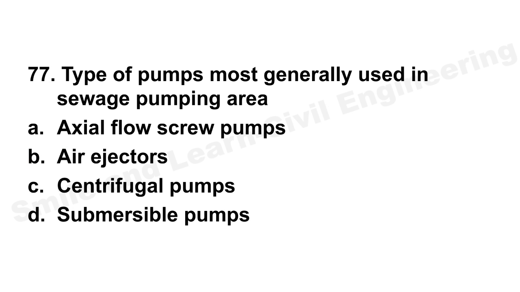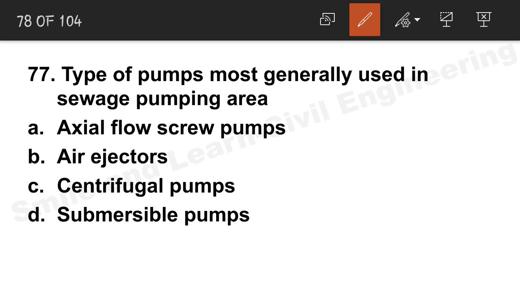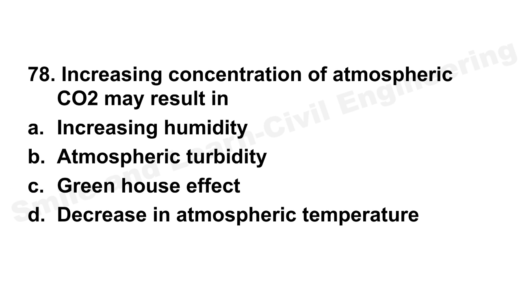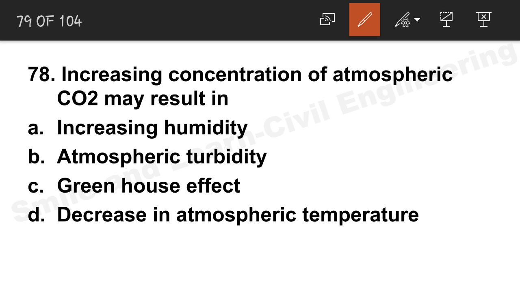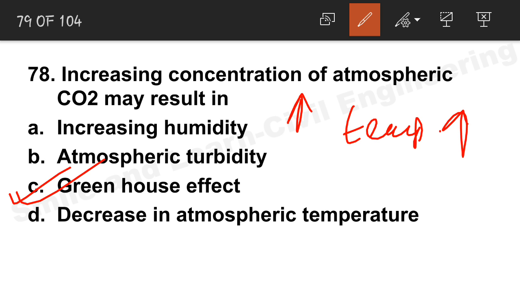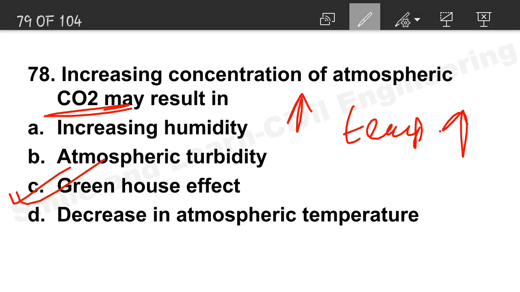Question number 77. Type of pumps most generally used in the sewage pumping area. Alright. In sewage pumping, normally centrifugal pumps are used. Option C. Question number 78. Increasing concentration of atmospheric carbon dioxide. If it increases, it will increase the temperature of the atmosphere, and therefore it will increase the greenhouse effect. We all know CO2 emissions cause the greenhouse effect.